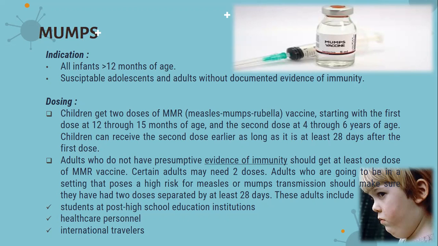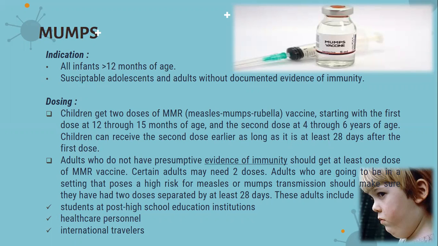So yun nga, children get 2 doses of MMR vaccine, starting with the first dose at 12 to 15 months of age and the second dose at 4 through 6 years of age. Children can receive the second dose earlier as long as it is at least 28 days after the first dose. Adults who do not have presumptive evidence of immunity should get at least 1 dose of MMR vaccine. Certain adults may need 2 doses.